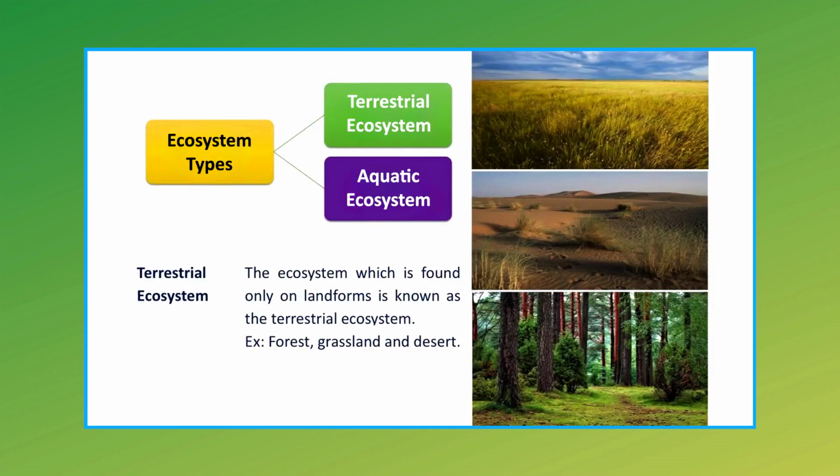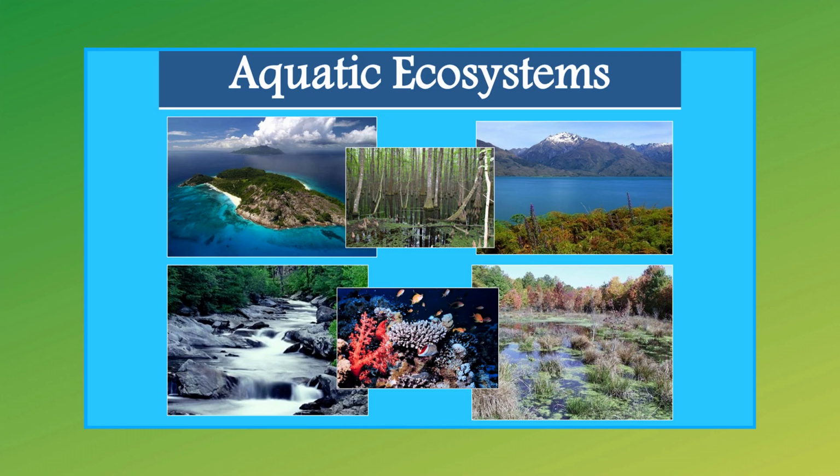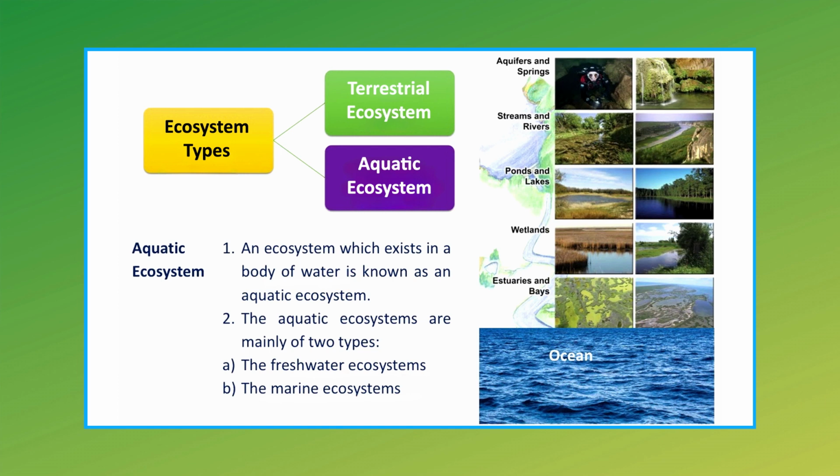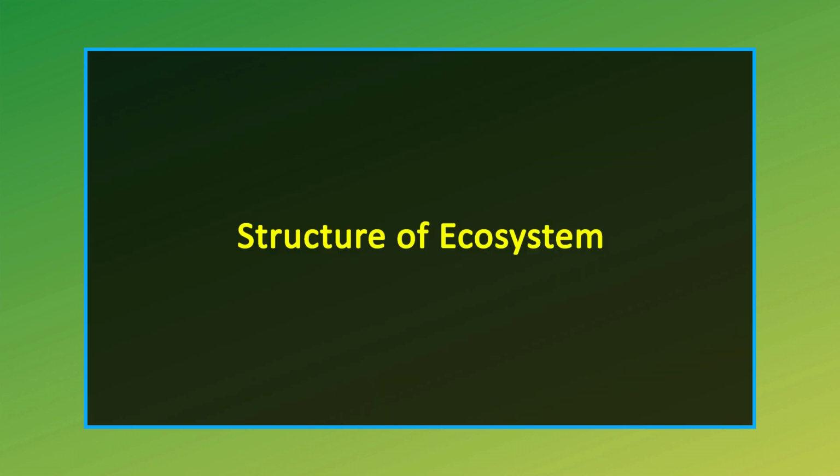Terrestrial ecosystem. This is the ecosystem that exists on land. It can be further divided into the following types: forest, grassland and desert ecosystem. Then the second type is the aquatic ecosystem. This is the ecosystem which exists in water. It can be further divided into freshwater ecosystem, that includes pond, lake or river ecosystem, and marine ecosystem, which involves the ocean ecosystem.